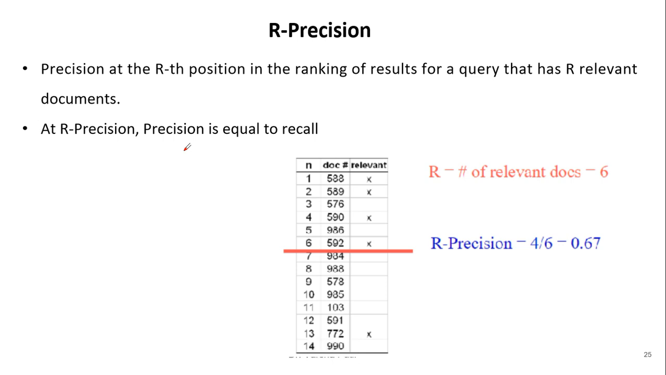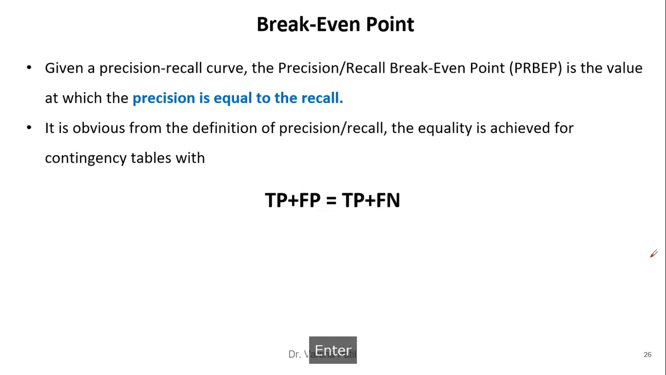Precision at the R position in the ranking of the results, that is R relevant documents. Here I have already explained an example of R precision, but I will explain R precision again. R is the total number of relevant documents in the system. So here the total number of relevant documents is 6, so we are taking the precision at the 6th. At 6, 4 documents are relevant and retrieved, divided by 6, which is nothing but 0.67.